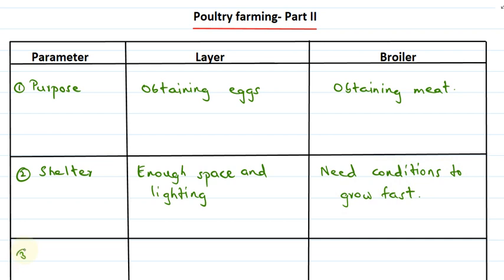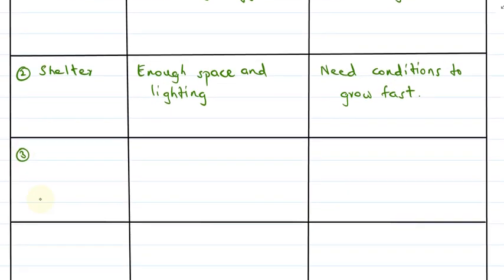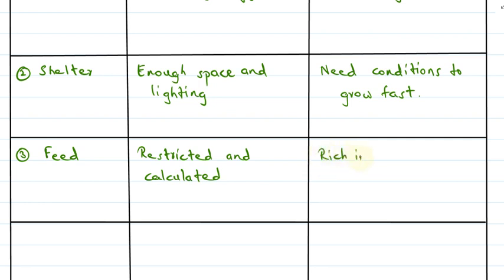Okay. So the next parameter would be the feed. Okay. So the feed that is required by layer is restricted as well as calculated, whereas the feed required by broiler includes the feed that is rich in proteins, then it should be rich in vitamin A and vitamin K.